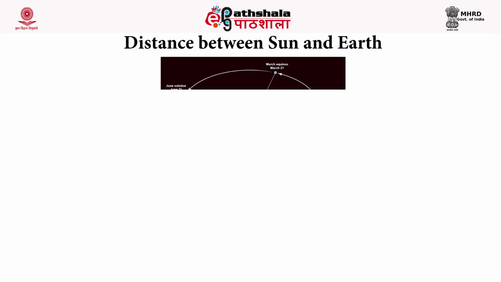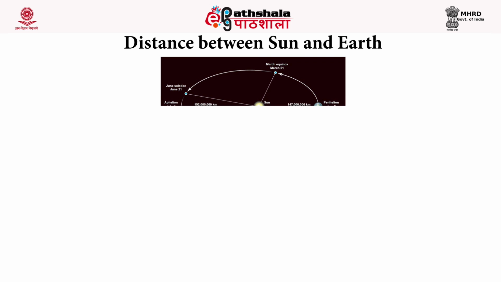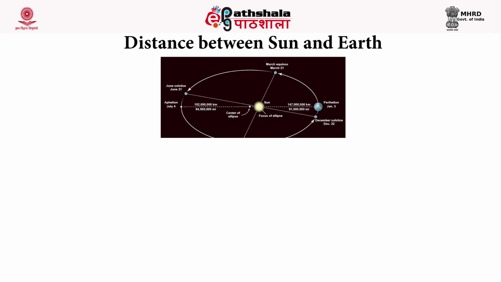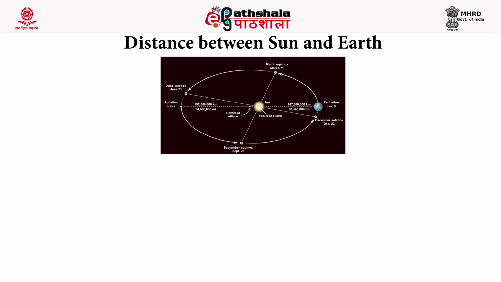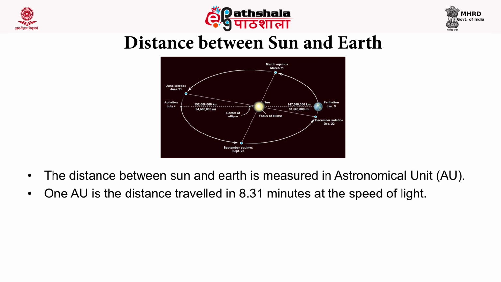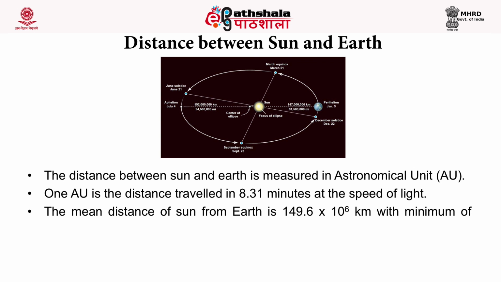Now, let's see the distance between the sun and the earth. Normally, the distance between sun and earth is measured in AU, that is astronomical unit. One astronomical unit is the distance travelled in 8.31 minutes at the speed of light. The mean distance of the sun from earth is 149.6 into 10 to the power 6 kilometer, with a minimum of 147.1 multiplied by 10 to the power 6 kilometer and a maximum of 152.1 multiplied by 10 to the power 6 kilometer when the earth is away from the sun during its revolution.